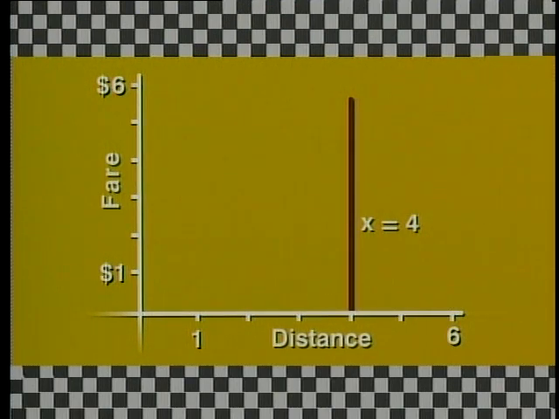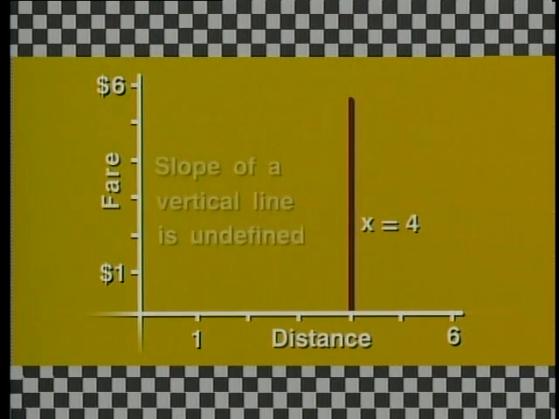Can we say what the slope of this line is? Not really. Since y can take any value, we say that the slope of a vertical line is undefined.